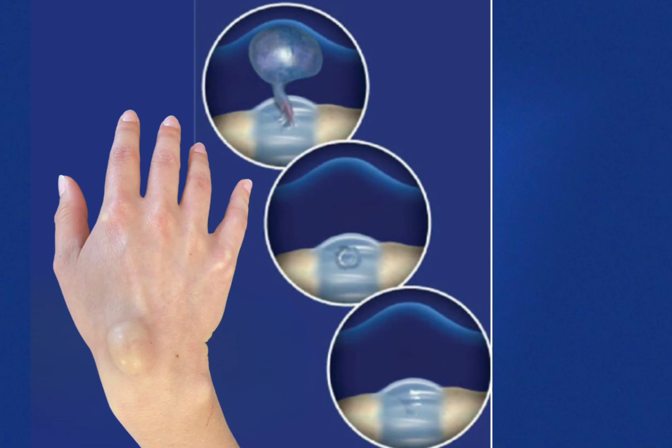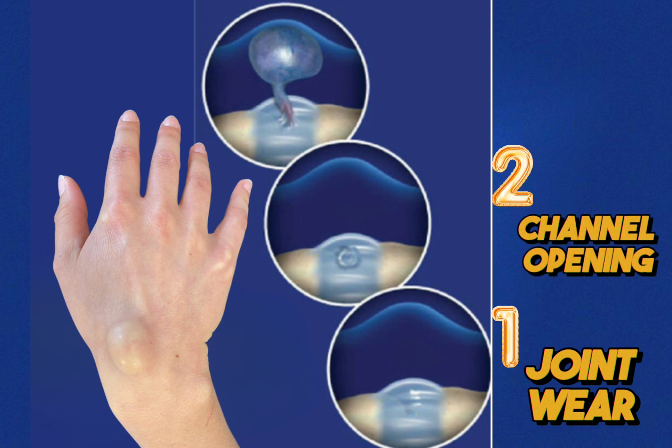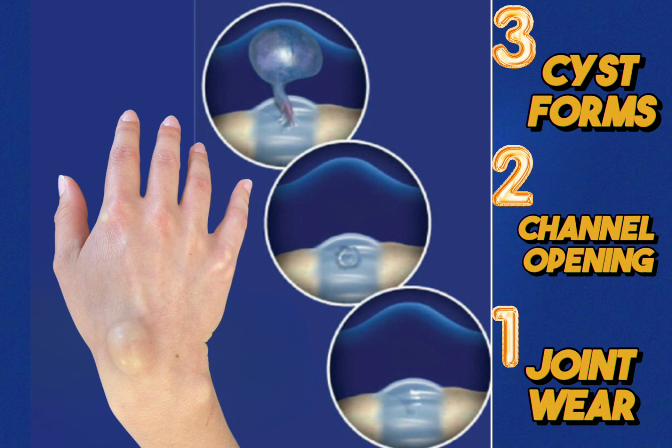The cyst is caused by repetitive stress, wear and tear of the wrist joint, with building up of joint fluid and gradual stretching of the joint capsule. Over time, a small opening starts to form, creating a draining channel of the joint fluid. Lastly, the joint fluid continues to drain through this channel, forming a sac of mucus fluid known as a ganglion cyst.